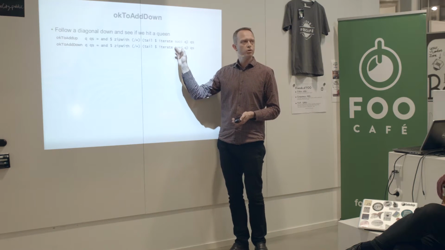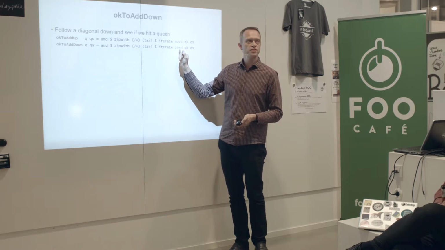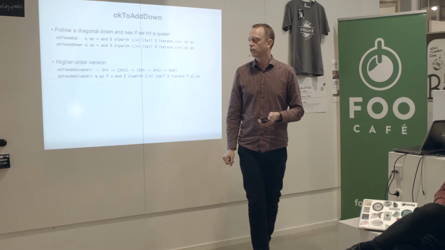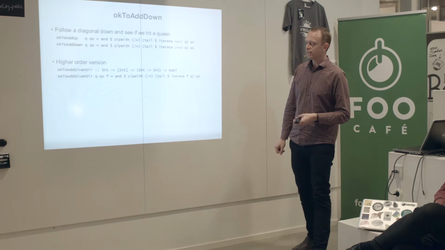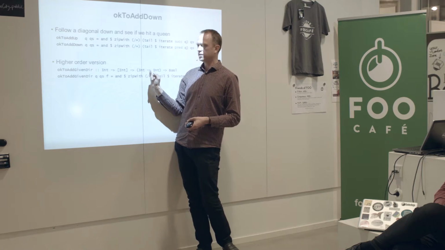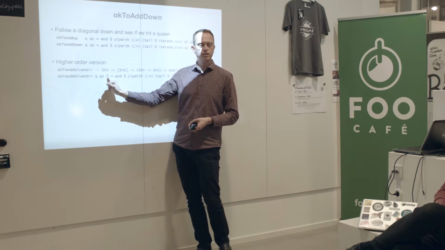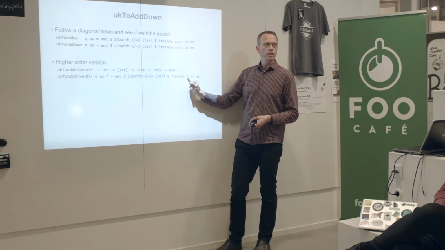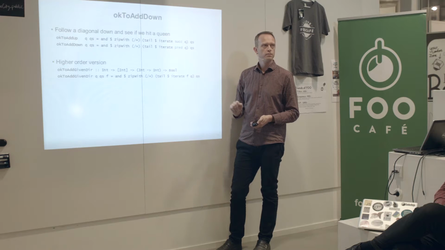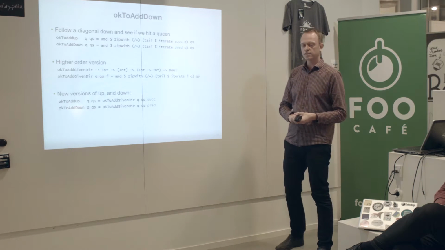So why don't we create a higher order function for this? Let's write a function that takes this function as an argument. And I call that OK to add given dir, or direction. And it will be almost identical to what we had here, except for this argument, which is tied to f here, and then use that in the iterate operation. Because now I can write my OK to add up and OK to add down like this.